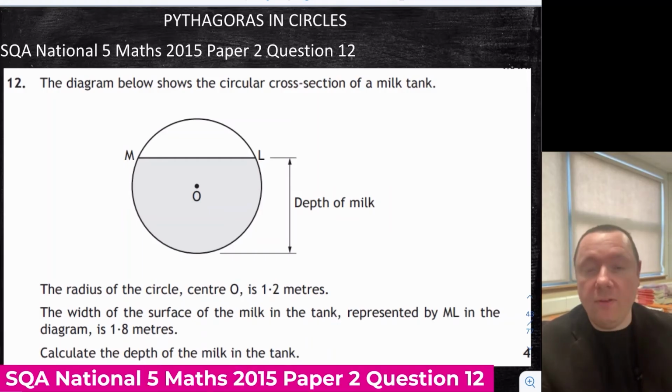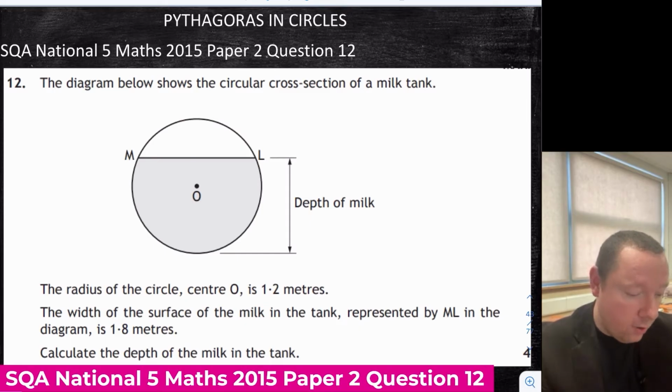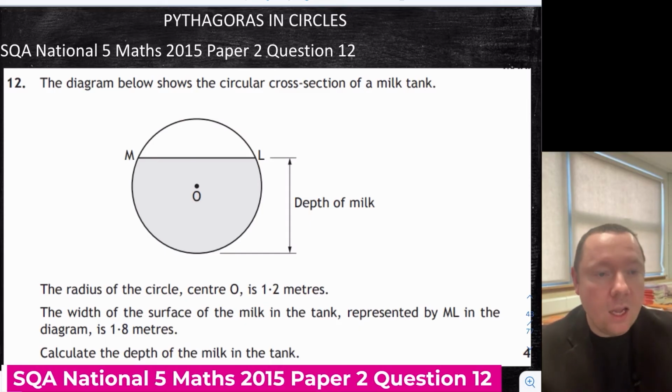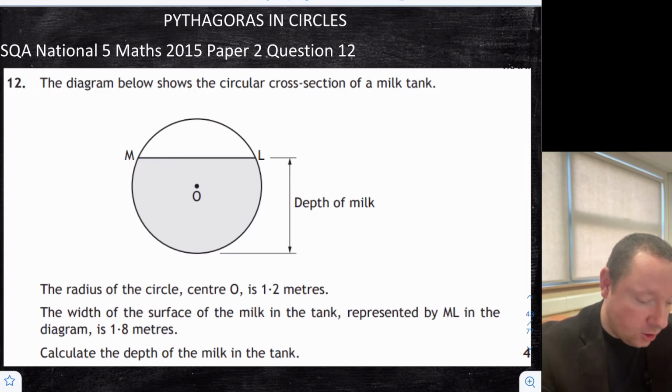National 5 Maths 2015 Paper 2 Question 12. The diagram below shows a cross-section circle of a milk tank. The depth of the milk is shown here. The radius of the circle centre O is 1.2 metres. The width of the surface of the milk in the tank is represented by ML as 1.8. Calculate the depth of the milk.